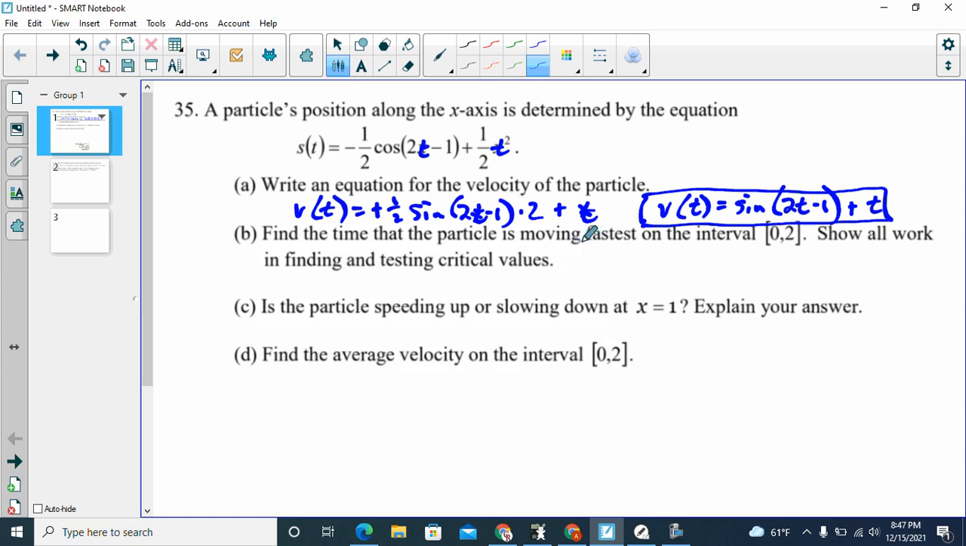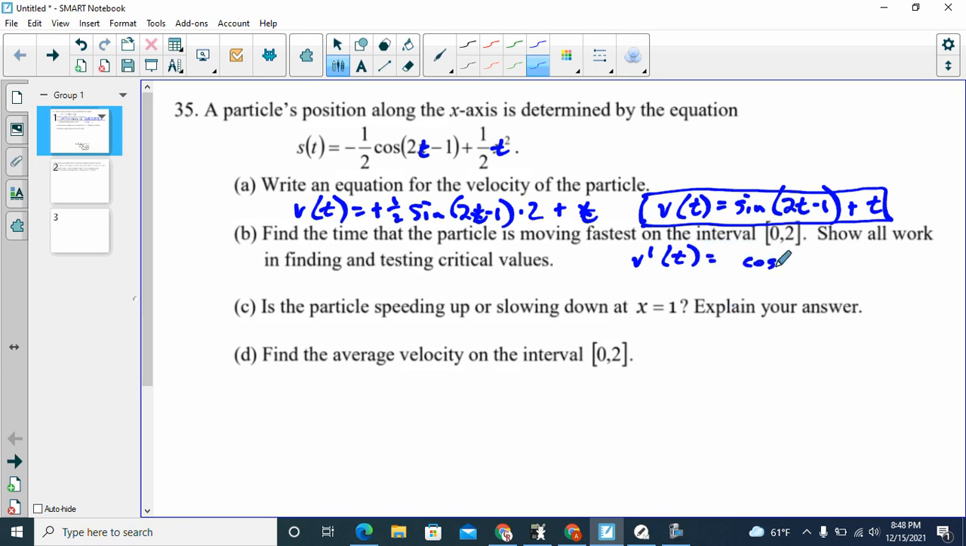Part B says, find the time that the particle is moving fastest on the interval from 0 to 2. So moving fastest, we want the maximum speed. So the fastest it's moving would be its maximum speed or maximum velocity. As long as we consider if it's moving in the negative direction, the negative sign doesn't matter much there. So maximum velocity, maximums occur when the derivative is 0 or undefined. So we need to take the derivative of velocity.